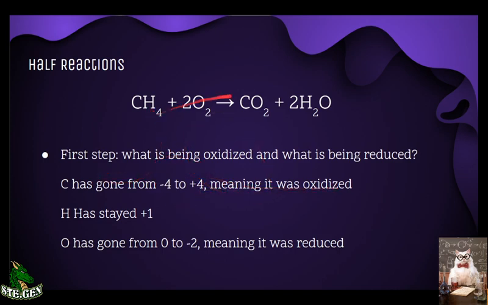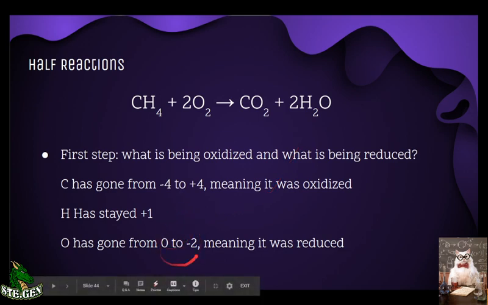H has stayed +1. H is with a nonmetal on both sides, so it's going to stay a +1. And then O here is a 0, because normally our O is always a -2, but in this case it's attached to itself, so it doesn't actually share any electrons. And then over here on each of these examples, it's going to be -2. So oxidation is loss, reduction is gain. This has gained 2 electrons. That means our oxygen has been reduced.